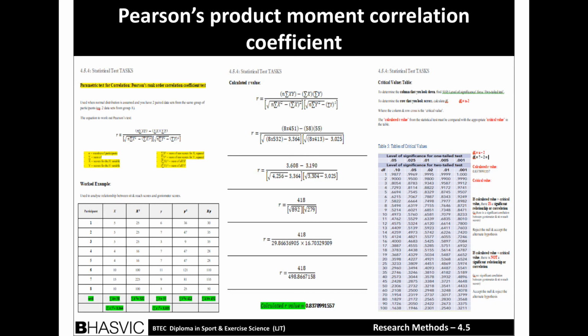To be able to do this, find out how many participants you had, which was 8, and then minus 2. Then use the table of critical values to find 6, and move across to 0.05, which is the level of significance for a two-tailed test. This led us to the value of 0.7067, and this was our critical value. And using both values, you can see whether or not the testing was significant or not. Our calculated value was 0.8378991557, which means there is a significant difference, as the R value is above and bigger than the critical value.